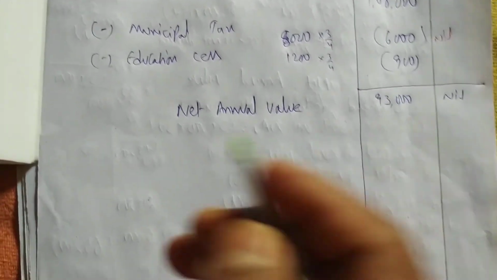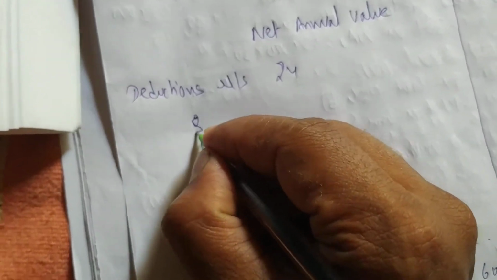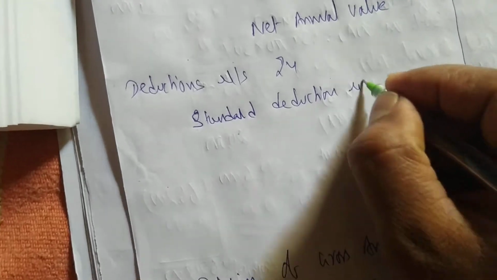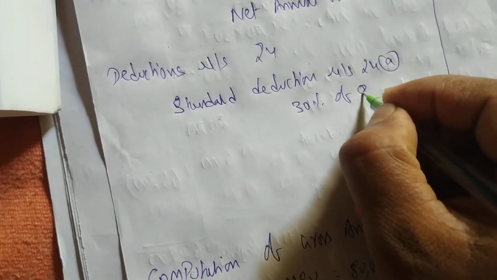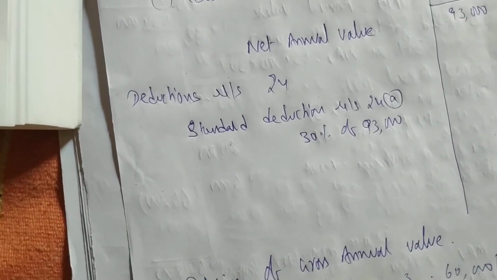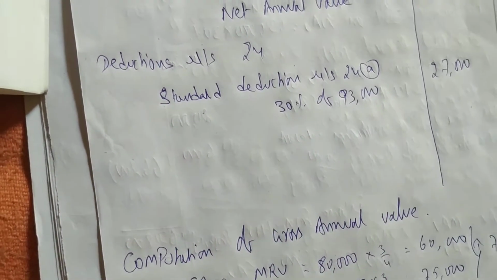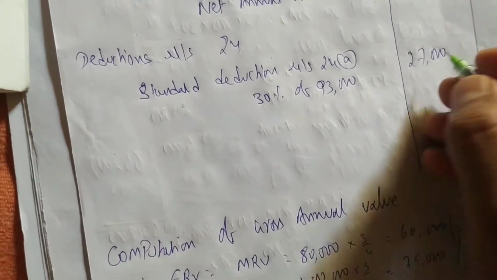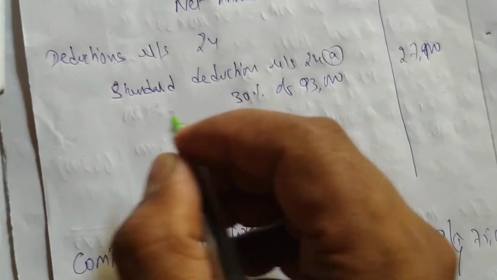Next is what? Deductions. Deductions under section 24. So first deduction, we are having standard deduction under section 24A. So this will be 30% on NAV. So 93,000 into 30%, 27,900 we are getting. So here there will be no standard deduction also. Next, interest on loan.